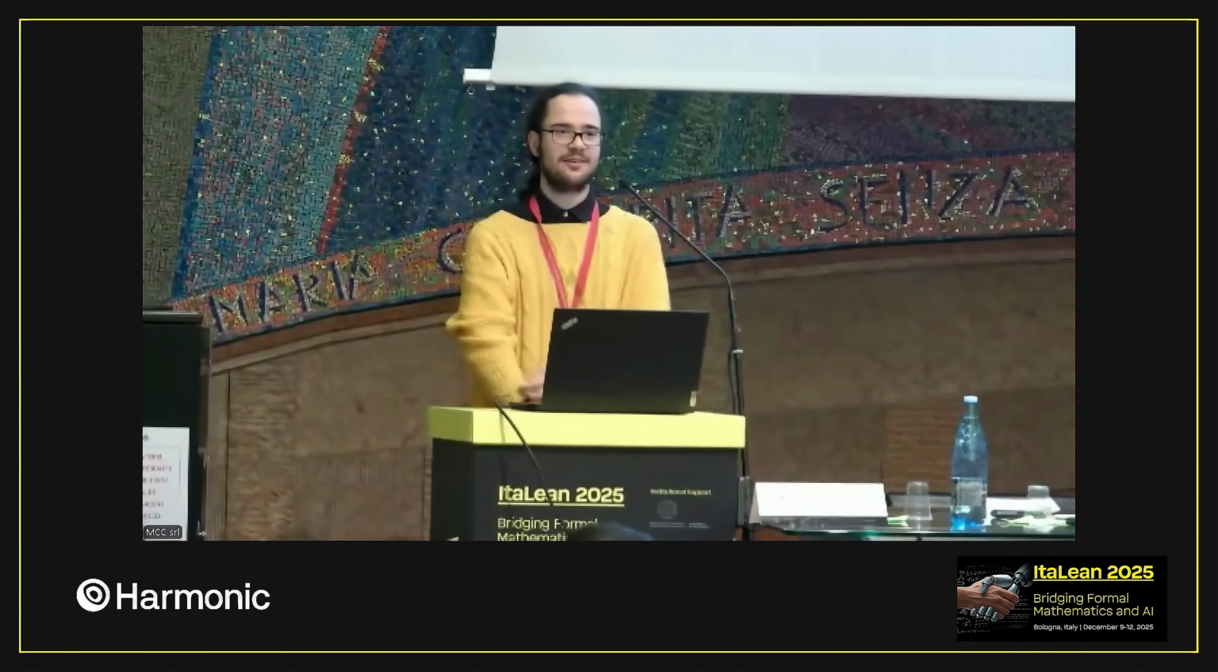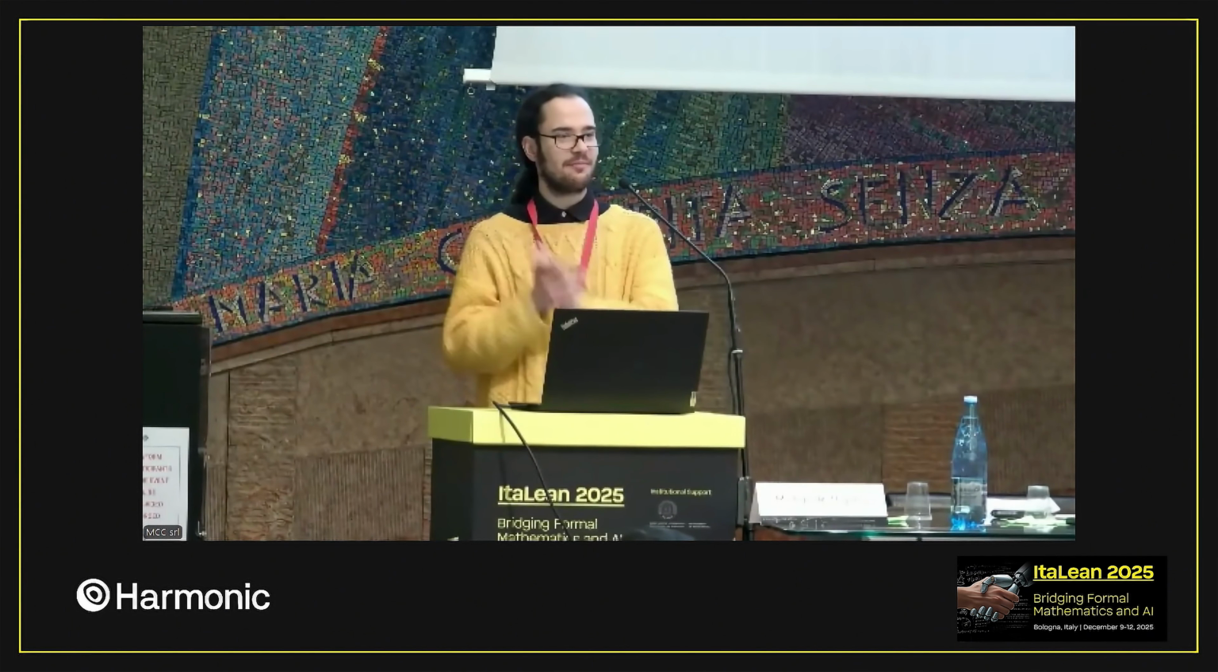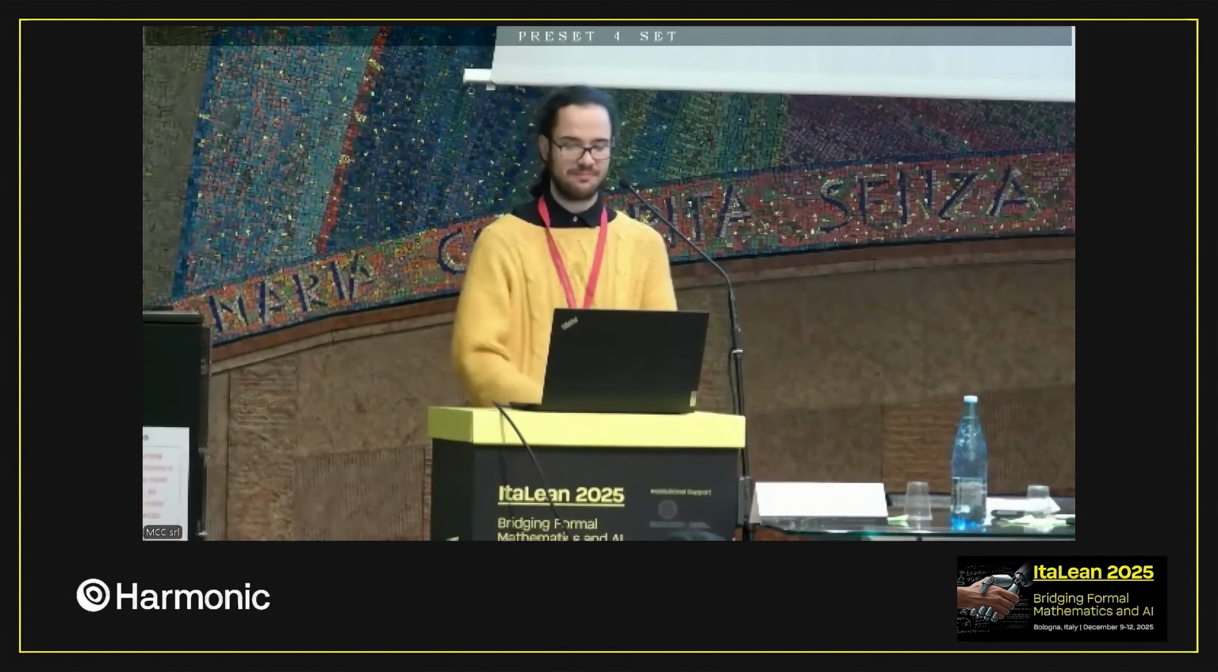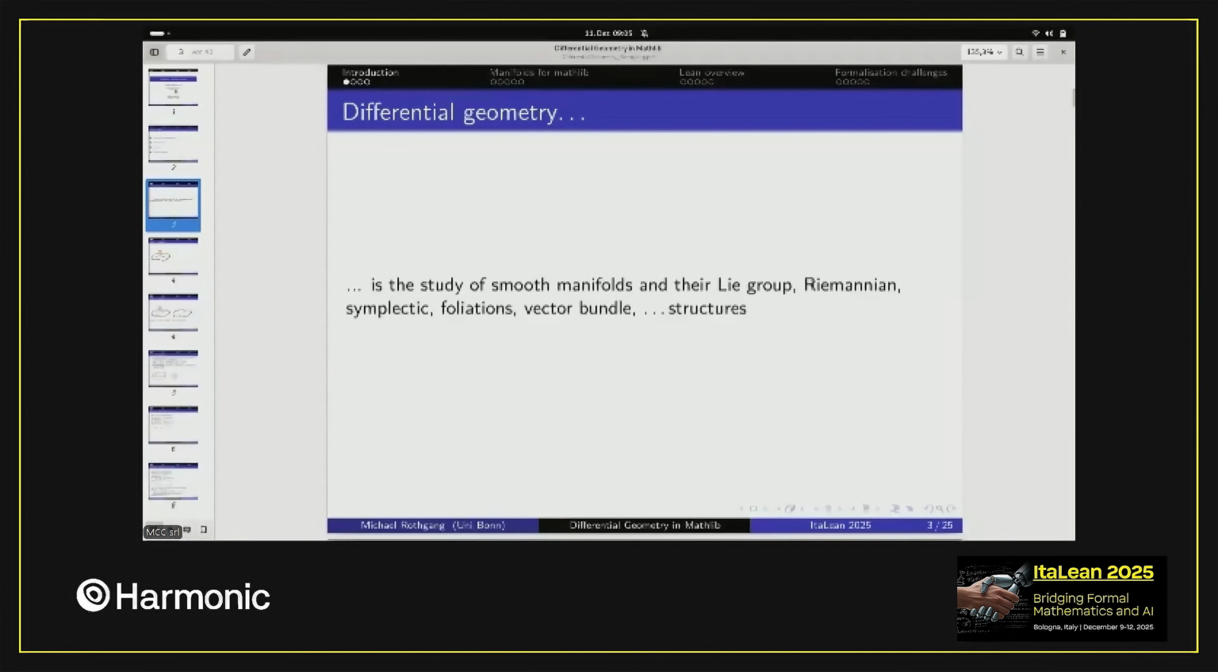So let's do differential geometry. You know what Mathlib is? What's differential geometry? You might say it's the study of smooth manifolds and their associated structures, such as Lie groups, Riemannian metrics, or semi-Riemannian if you're a physicist. Symplectic manifolds, you can study foliations, vector bundles, etc.